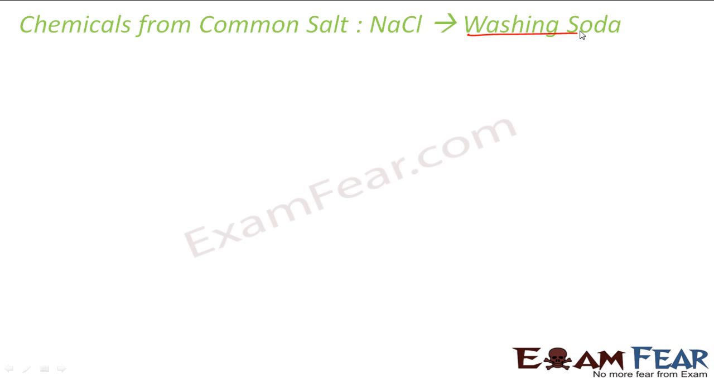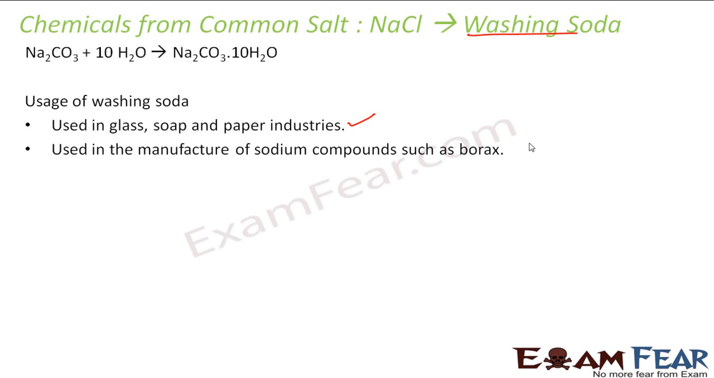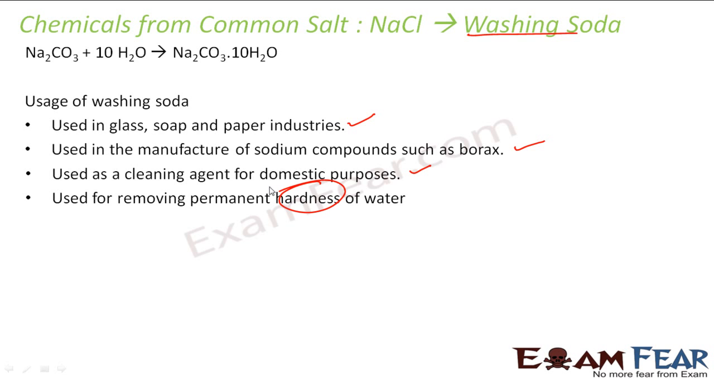The washing soda is also produced using salt. You get this Na2CO3 plus water gives Na2CO3 plus H2. This Na2CO3 is something which we developed in the last one. The washing soda is used, you know, to wash glass, soap, etc. It is used to manufacture compounds such as borax. It is used as a cleaning agent, the washing soda. It is also used to remove the permanent hardness of the water. So the domestic use of this washing soda is also generated from sodium chloride.